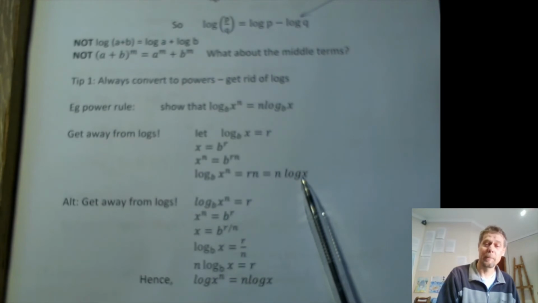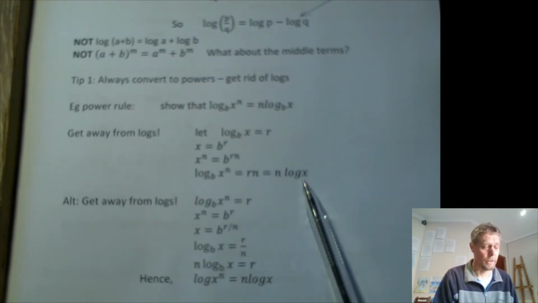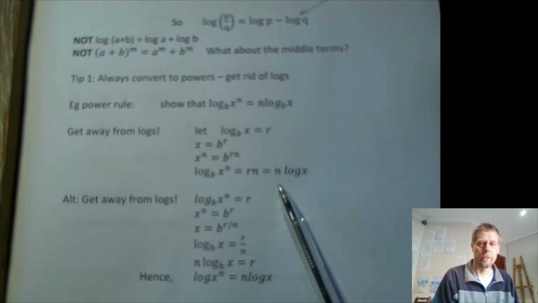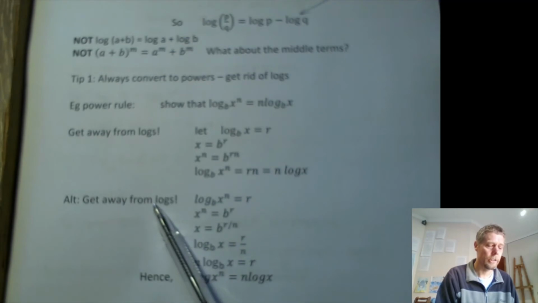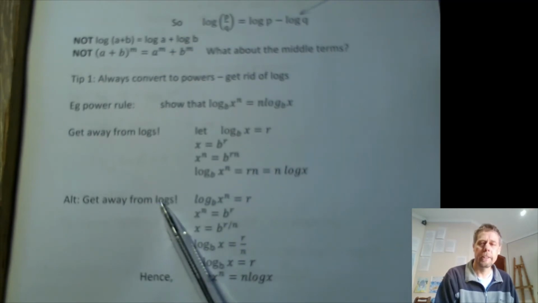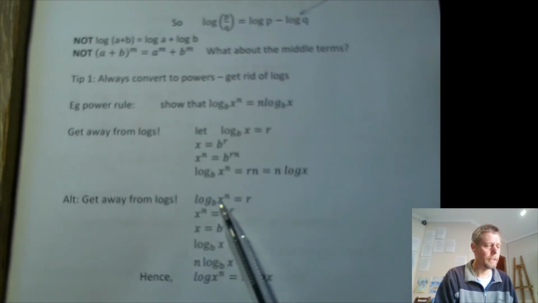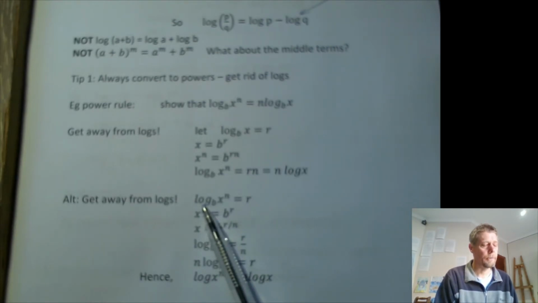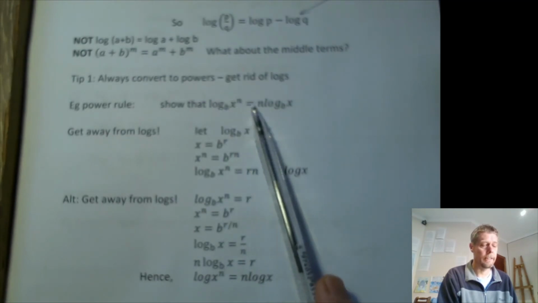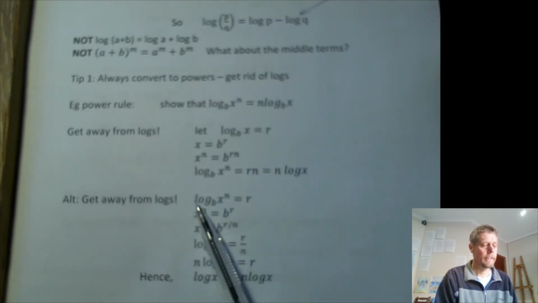Now, wasn't that simple? Well, maybe it wasn't. But let's say you got it wrong and you couldn't remember the rule. Yes, even when you get it wrong, when you get away from logs and you write it as a power, things generally unravel and you're able to do the proof. For example, let's say I'm trying to prove the power rule again. So I'm trying to prove that log of x to the n equals n log x.